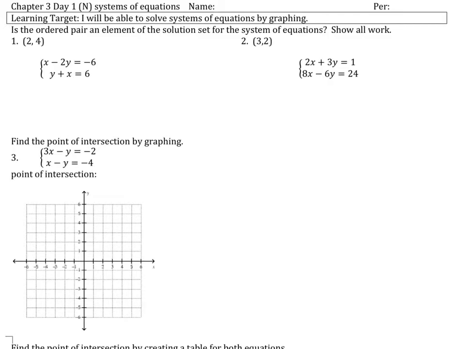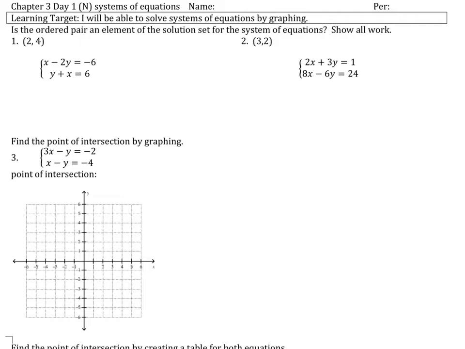So in linear systems of equations, we are putting together the linear equations that we learned from Chapter 2, more than one together, to combine them and make them into systems of equations. We're going to work with them and see what the solution set means in this type of equations. So the first one is: is the ordered pair an element of the solution set for the system of equations? Show all work.